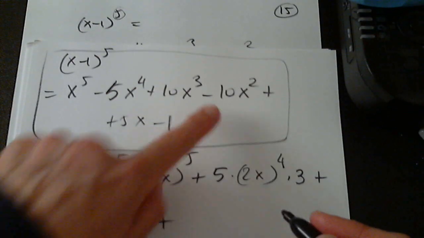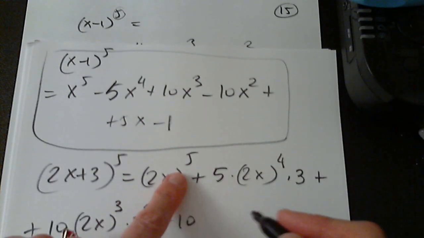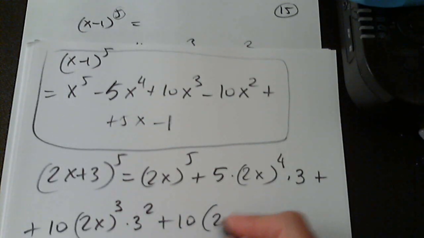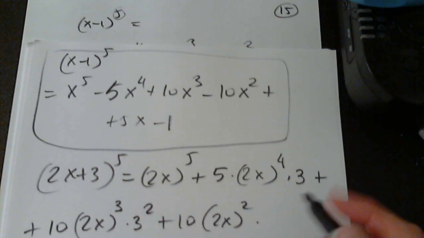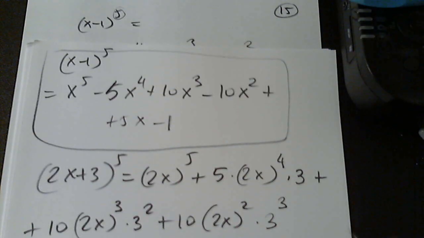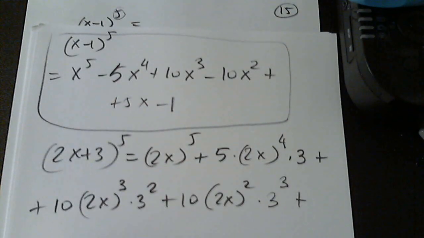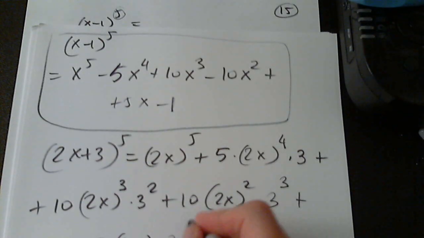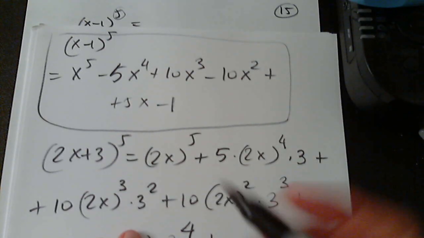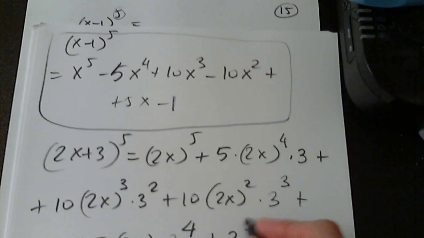Plus the other 10. Power 5, power 4, power 3, so now it's power 2. For 3, power 0, power 1, power 2, so now it's power 3. Plus 5. First term, power 5, 4, 3, 2, just 1. The next one, which is 3, power 0, power 1, power 2, power 3, power 4. And the last one, 2x is gone, the coefficient is 1, I only have 3 to the 5th power.